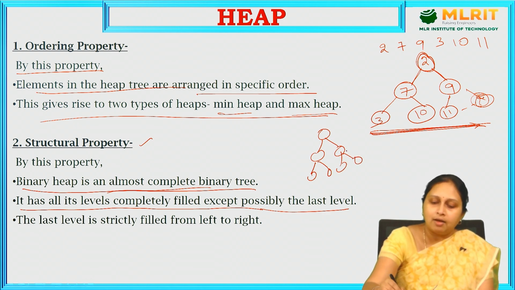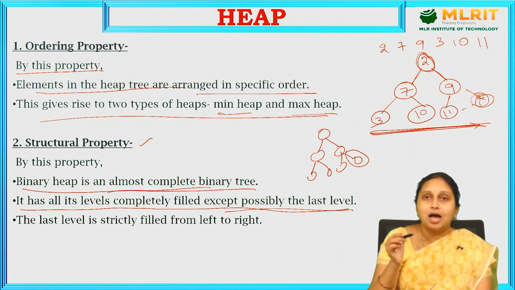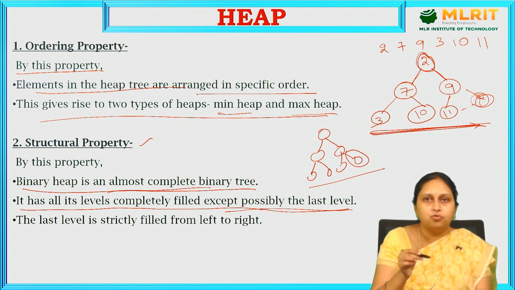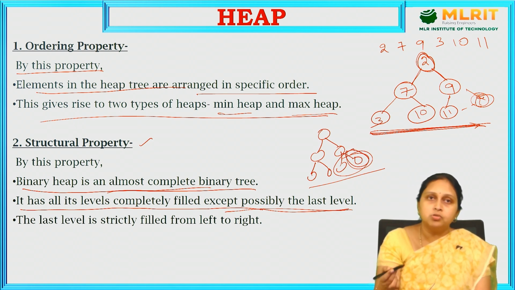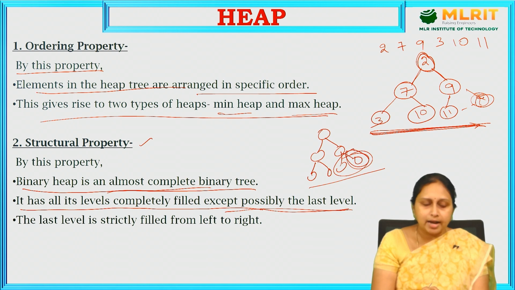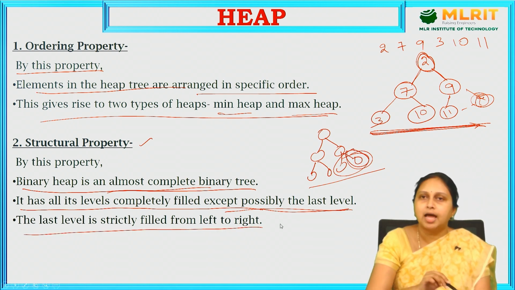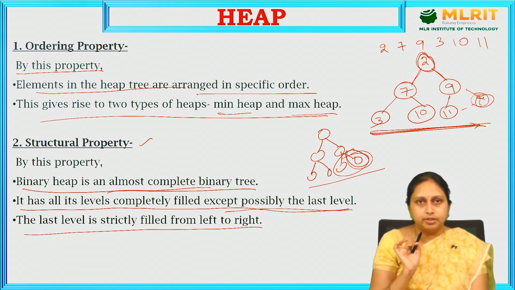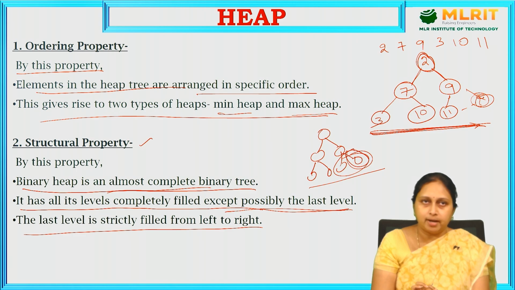If I am not having this particular node, except possibly the last level, this is the last level, right? If I don't have these 2 nodes, then it is nothing but an almost complete binary tree. And the last level is strictly filled from left to right. This one also has to be filled from left to right. That condition it has to follow, right? These 2 properties have to be satisfied by the binary heap or heap.